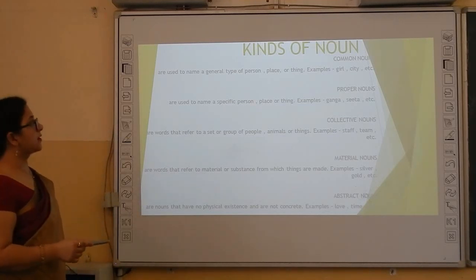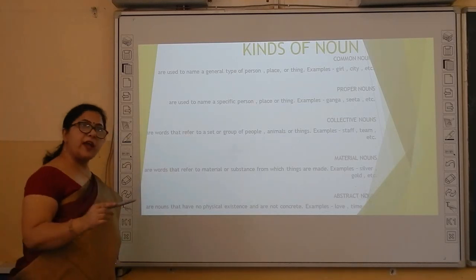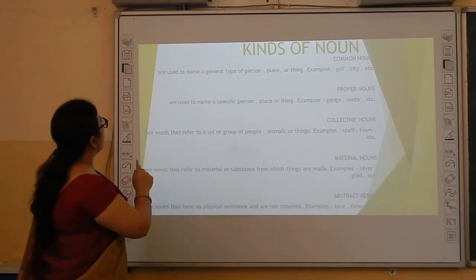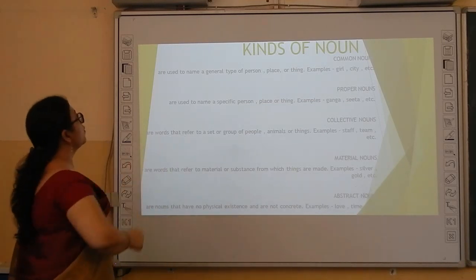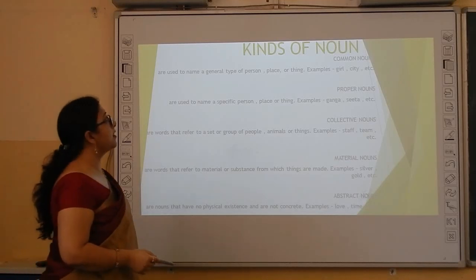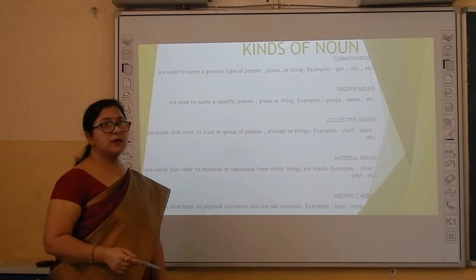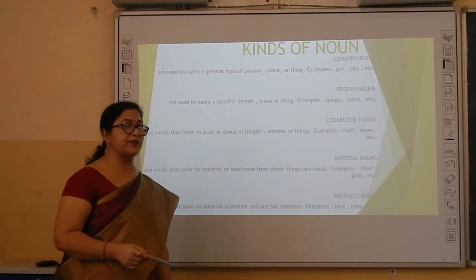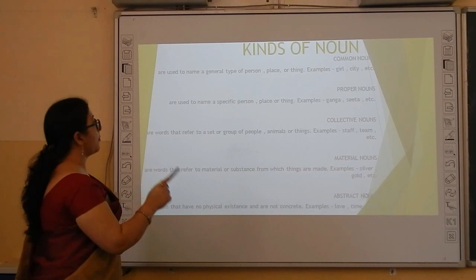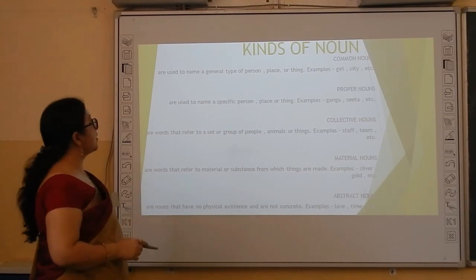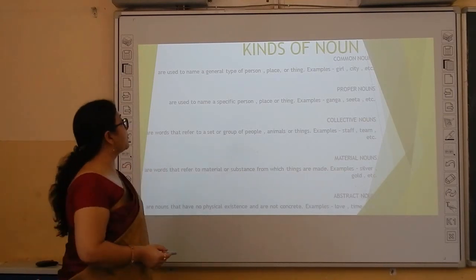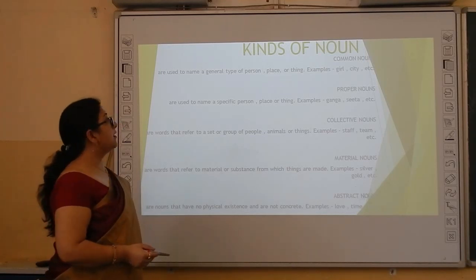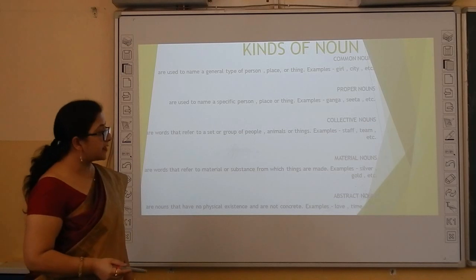Kinds of nouns. We have 5 kinds of noun. First is common noun. Common nouns are used to name a general type of person, place, or thing. Examples are girl, city, etc. The second is proper nouns. Proper nouns are used to name a specific person, place, or thing. Examples are Ganga, Sita, etc.